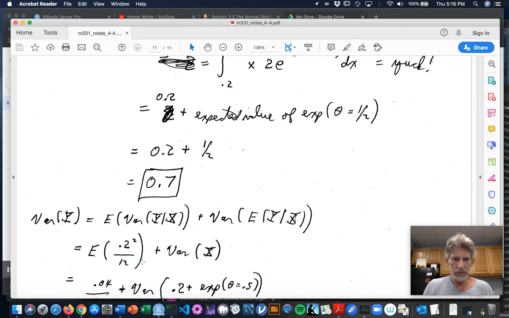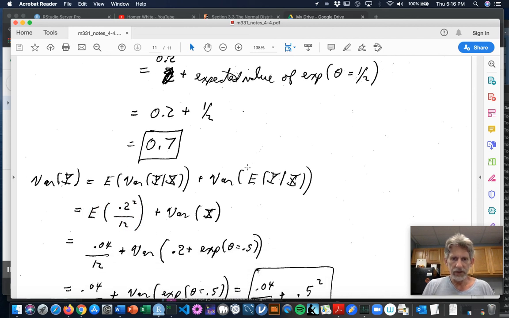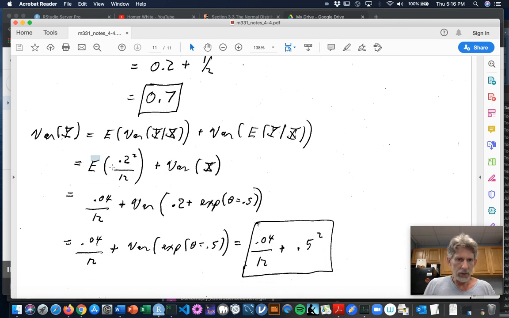So we need the expected value of that. That won't be hard. We also need the variance of this expected value, the expected value of y given x. Y given x was uniform. The expected value was right in the middle. It was x. So we need the variance of x. All righty. Well, the expected value of a constant is constant. So I got a 0.04 over 12. But how about this x deal? Well, the x is distributed like 0.2 plus an exponential, theta is 0.5.